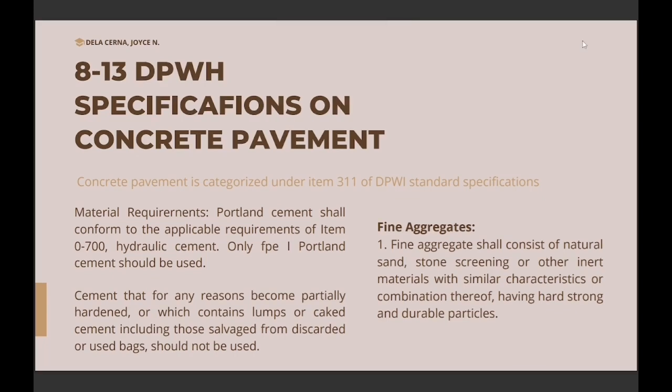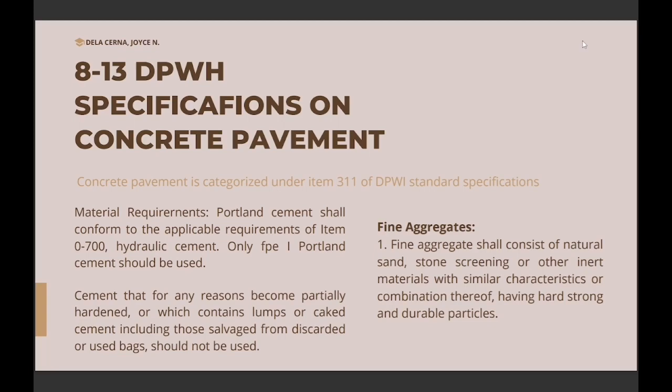DPWH specifications of concrete pavements. Concrete pavement is categorized under Item 311 of the DPWH standard specifications. Materials requirements. Portland cement shall conform to the applicable requirements of Item 700, Hydraulic Cement. Only Portland cement should be used. Cement that for any reason becomes partially hardened or which contains lumps or cake cement, including those salvaged from discarded or used bags, should not be used.